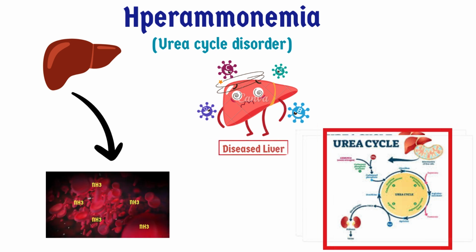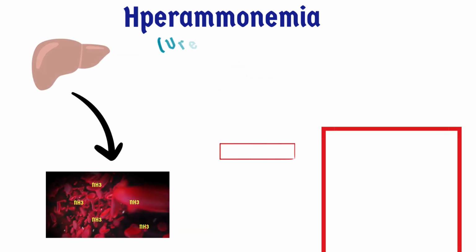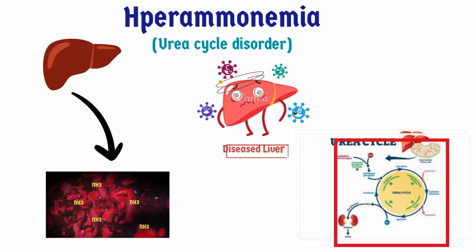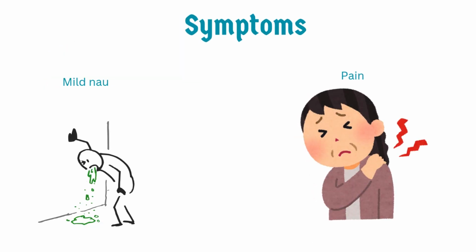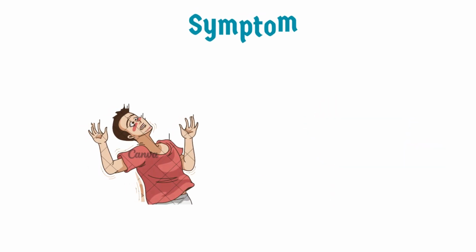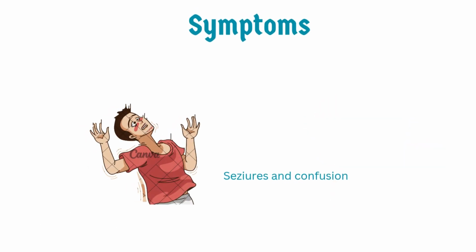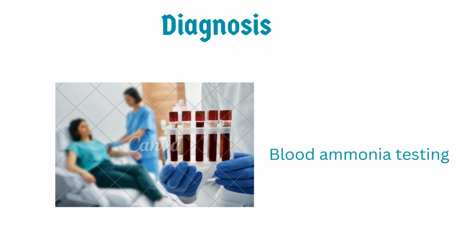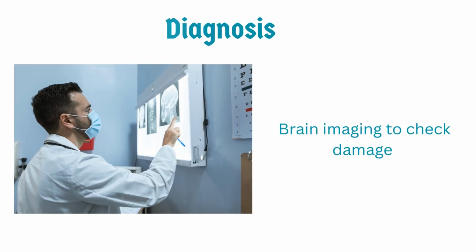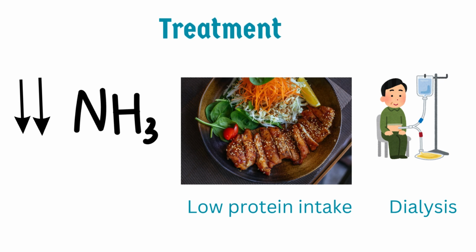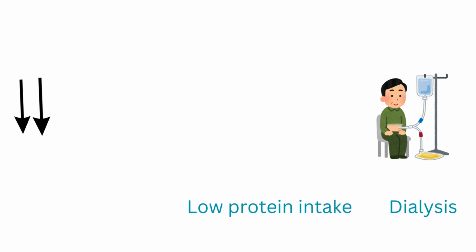In liver disease, ammonia isn't processed properly. In urea cycle disorders, the enzymes that convert ammonia into urea are faulty. Symptoms range from mild nausea and pain, to severe confusion, seizures, and even coma if untreated. Diagnosis includes blood ammonia testing, liver function analysis, and brain imaging to check for damage. Treatment focuses on lowering ammonia levels, by stopping protein intake, giving glucose solution, or using dialysis.